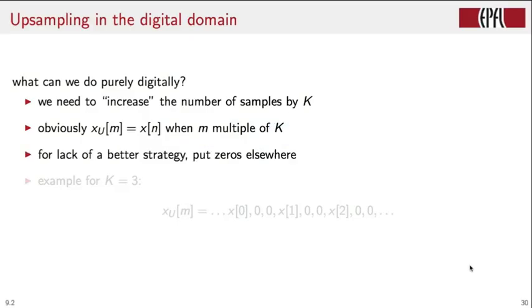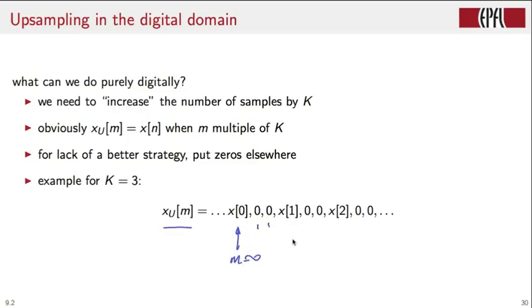So for lack of a better strategy, we can start by building a sequence where we put the original samples every K samples, and then we put zeros everywhere else in between. So for example, for K equal to 3, the upsampled sequence, say this is m equal to 0, will be equal to x[0] at m equal to 0, then we put 2 zeros, then we put x[1], then 2 zeros, then we put x[2], and then we put 2 zeros.